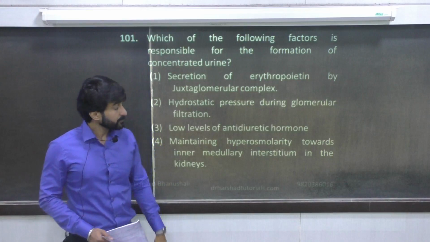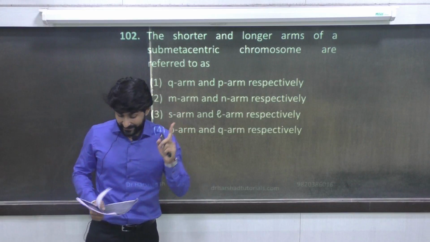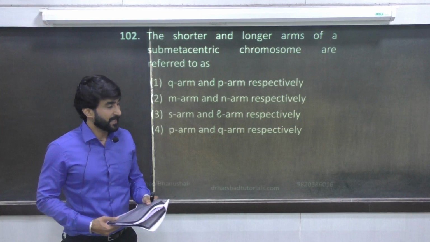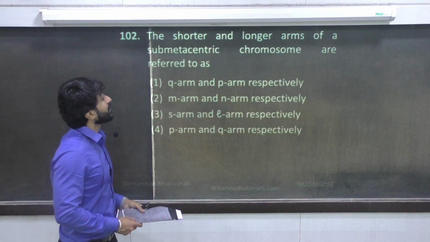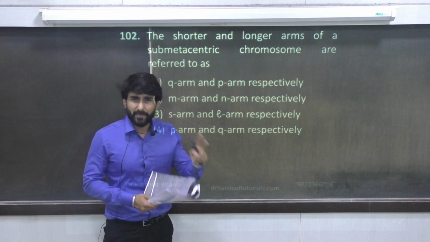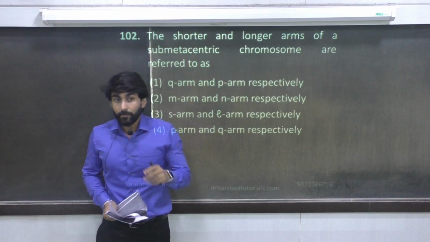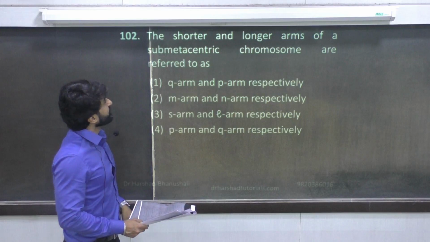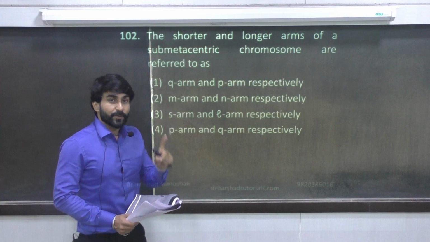We go to the next question, the shorter and the longer arms. Now this is a question which was not an NCERT question. It is an outside question, a complete question which was not there in your NCERT. This is the question about submetacentric chromosomes. Submetacentric chromosomes, if you remember, are chromosomes in which you have unequal arms. The centromere is away from the center. Metacentric chromosome, submetacentric chromosome, acrocentric chromosome, telocentric chromosomes have been described in NCERT, but their arms have never been described in NCERT. So the submetacentric chromosomes are the ones which have unequal arms because the centromere is away from the center. So it has one short arm and it has one long arm.